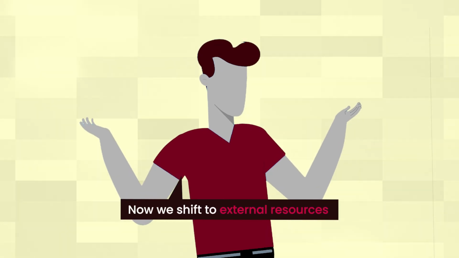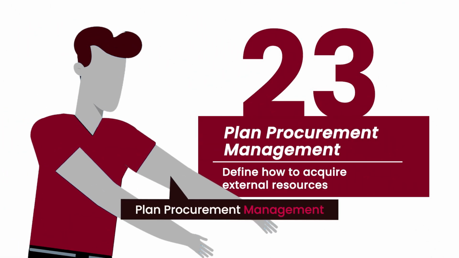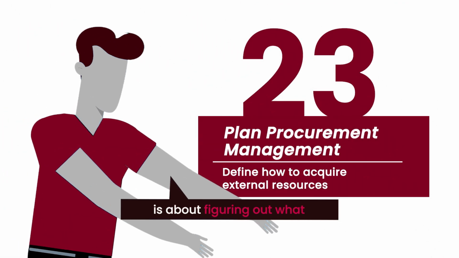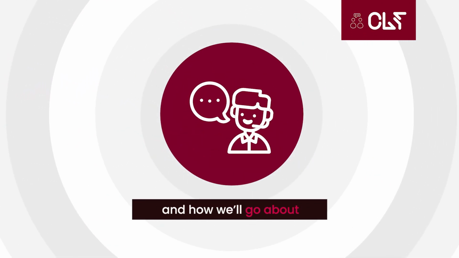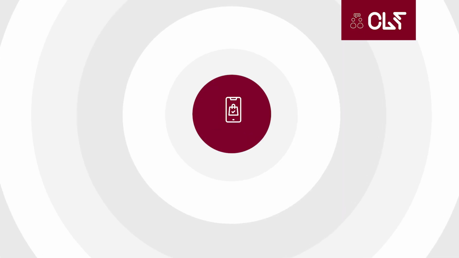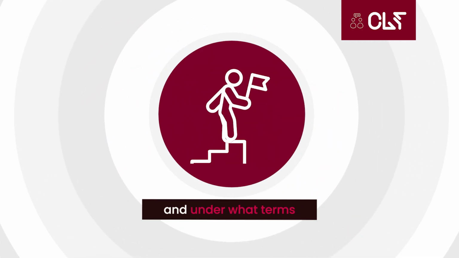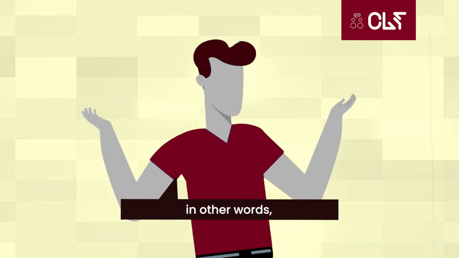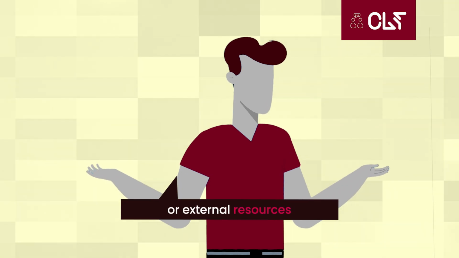Now we shift to external resources, and that is plan procurement management. Plan procurement management is about figuring out what we'll need to buy from outside the company, whether it's tools or services, and how we'll go about getting them. The result is your procurement management plan, defining what needs to be bought, from whom, when, and under what terms. In other words, it outlines how and when you'll engage vendors or external resources.